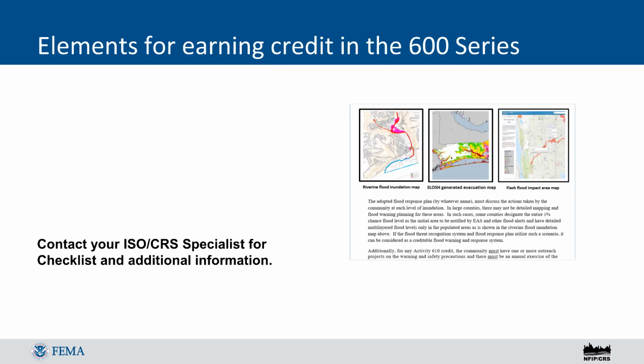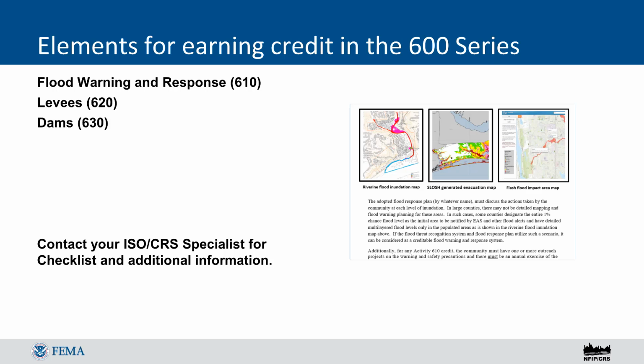And lastly, the 600 series. If you have a flood warning and response plan, we'll need to see copies of those. And as with all plans, we'll need to see a copy of the adoption resolution as well. For levees and dams, we'll want your maintenance records, early warning procedures, and your dam or levee failure response protocols.